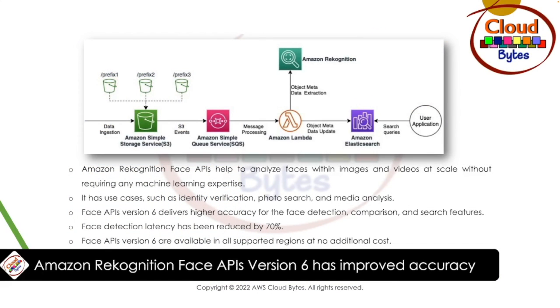Amazon Rekognition Face API's version 6 has improved accuracy. Amazon Rekognition Face API helps in analyzing faces within images and videos at scale without requiring any kind of machine learning expertise. Its use cases are identity verification, photo search, and media analysis. Face API version 6 delivers high accuracy to detect faces, comparison, and search features. The latency has been reduced by 70%. And the Face API version 6 is now available in all supported regions without any additional cost.